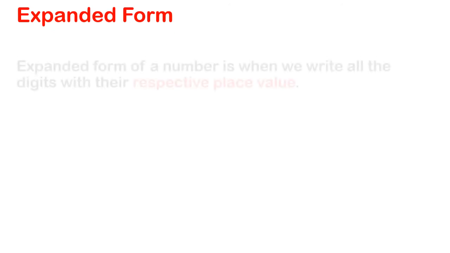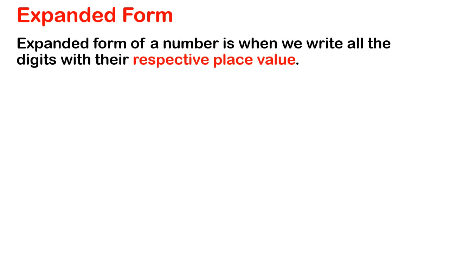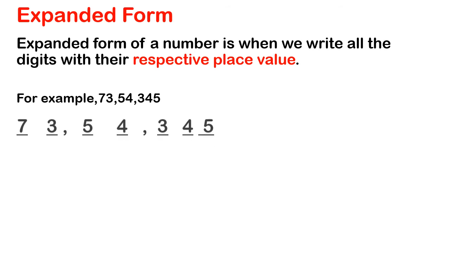Now expanded form. Expanded form of a number is when we write all the digits with their respective place value. So the number with their respective place value is called expanded form. So for example, 73 lakhs 54,345. This is in standard form. Now we are going to convert this standard form into expanded form.